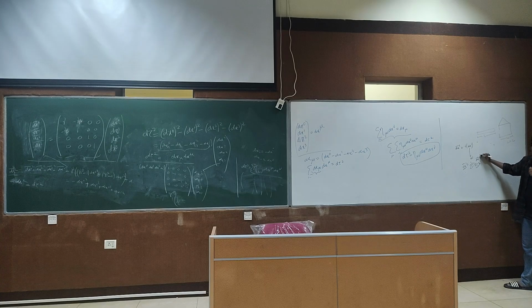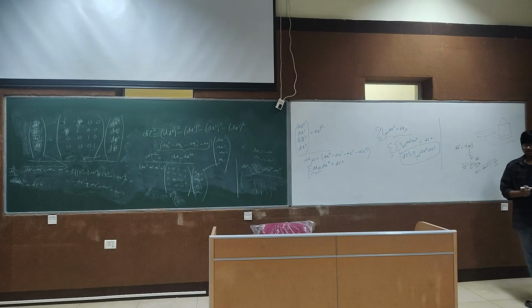So this is the length you are measuring. The length you are measuring will be the actual length of the rod into root over 1 minus v square by c square. Get it? So if the rod is moving with respect to you at a speed v, the length you measure of the moving rod will be shrunk in the x direction, in the direction of motion. You understand this, right?